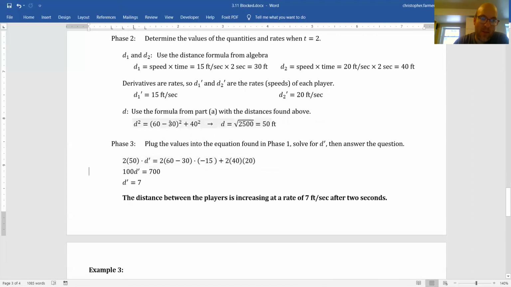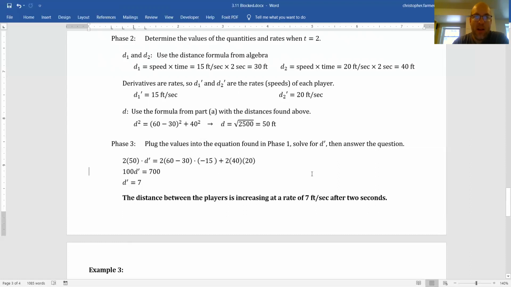As I said in that first example, if you want to put in 60 feet minus 30 feet times negative 15 feet per second and keep track of all those labels, it will give you the label as you work through the problem. But here we know that the derivative is the change of distance with respect to time, so our label needs to be distance divided by time. Everything else was given to us in feet per second, so our rate here is also in feet per second. This is a positive rate. That means that the distance is increasing at a rate of 7 feet per second after 2 seconds.